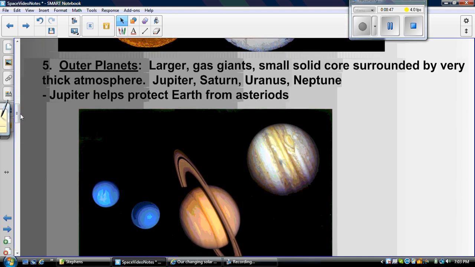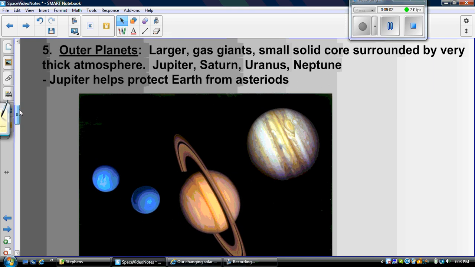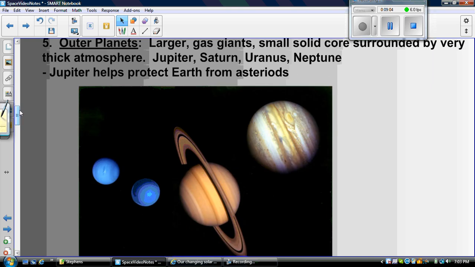The outer planets are larger. They're what we call the gas giants. They have a small solid core surrounded by a very thick atmosphere. And those are Jupiter, Saturn with the rings, Uranus, and Neptune, which look very similar because they are both blue due to the methane in their atmosphere. One cool thing about Jupiter is it helps protect Earth from asteroids, and we're going to talk a little bit more about that later.